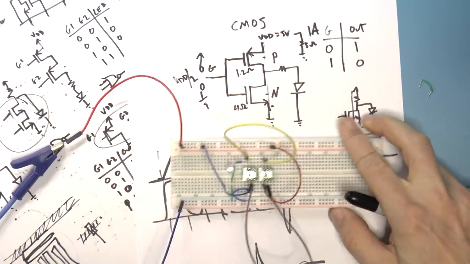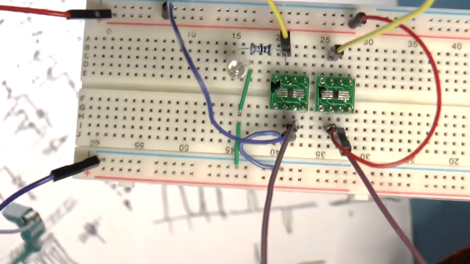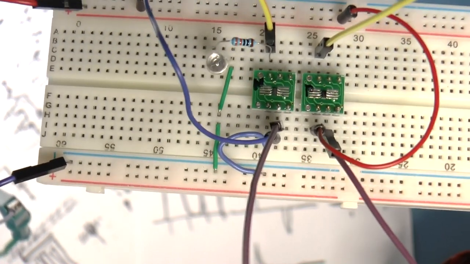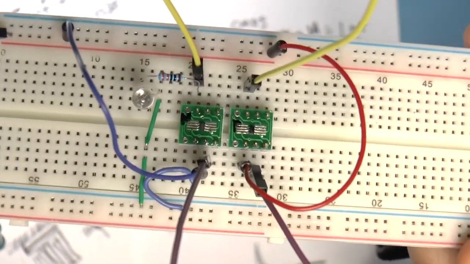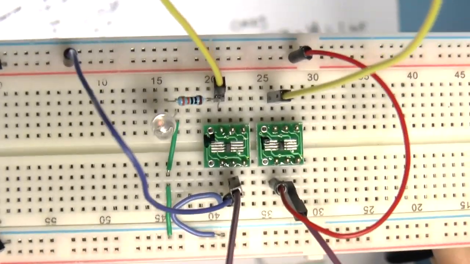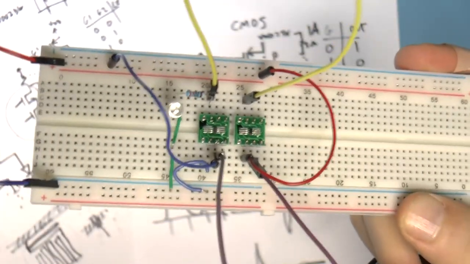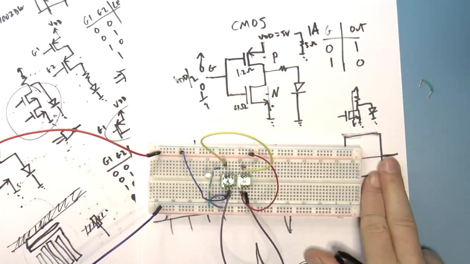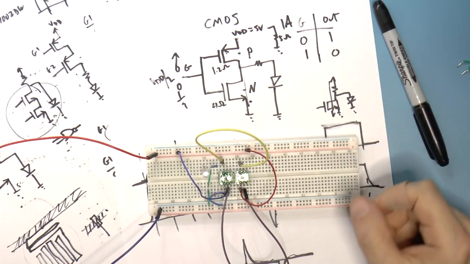And I'm not really willing to do that, because I went through the effort of mounting this package onto two nice breakout boards, and I've also got two MOSFETs in each package. So I'd basically be wasting a lot of time and effort and money. So I'm not going to do that. Sorry. Okay, so that's pretty much a CMOS inverter.